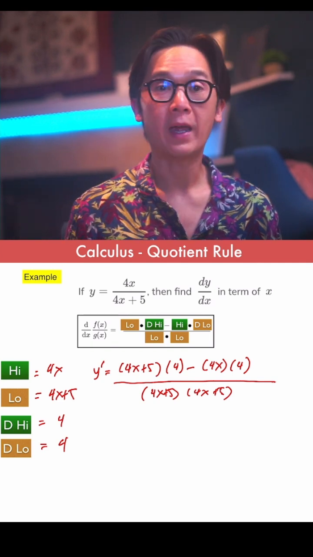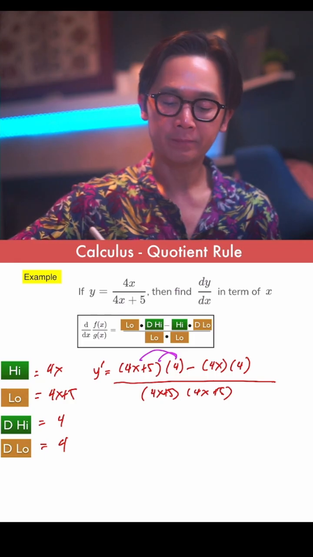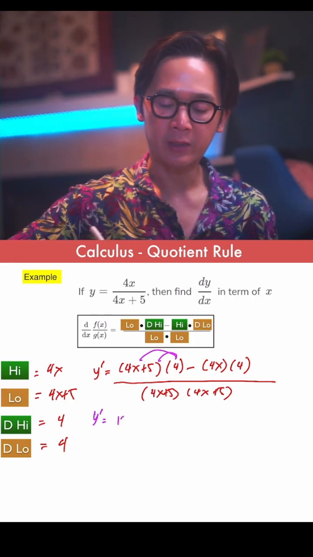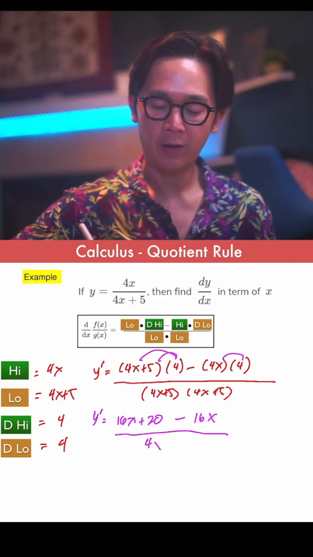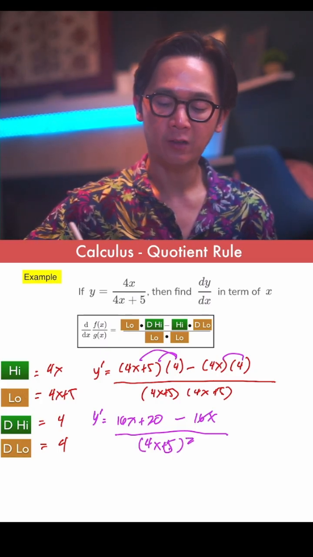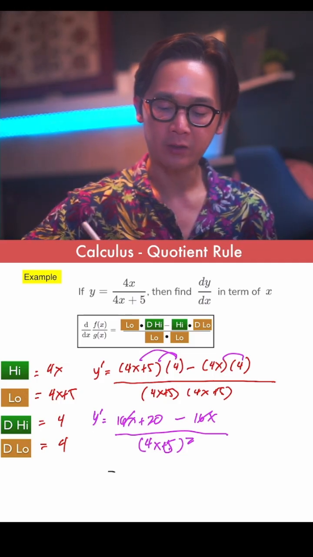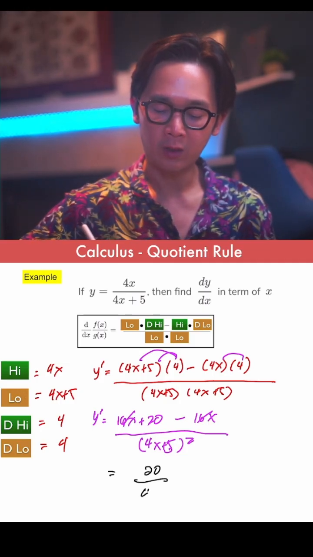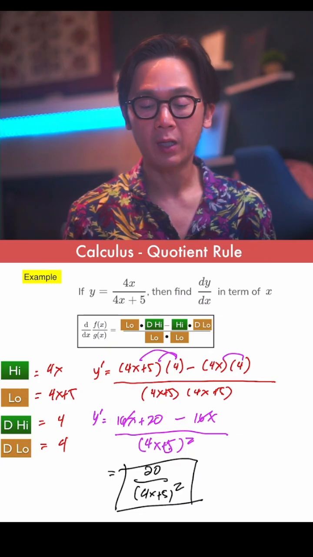So from here, all we have to do is simplify our numerator. So we'll have to distribute 4, and we'll have y prime is equal to 16x plus 20 minus 16x all over 4x plus 5 squared. And from here, we can cancel out 16x and 16x. And our derivative function is now going to equal 20 all over 4x plus 5 quantity squared. So this is our derivative function using our formula.